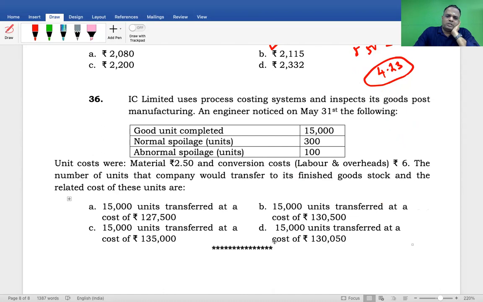IEC Limited uses a process costing system and inspects its goods post manufacturing. An engineer noticed on 31st March as follows. Good units completed: 15,000. Output is 15,000. Normal loss 300, abnormal loss 100. Unit costs were material 2.5, conversion cost, labor and overhead, 6 rupees.